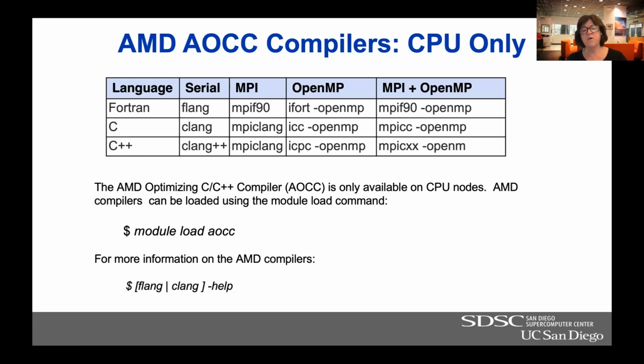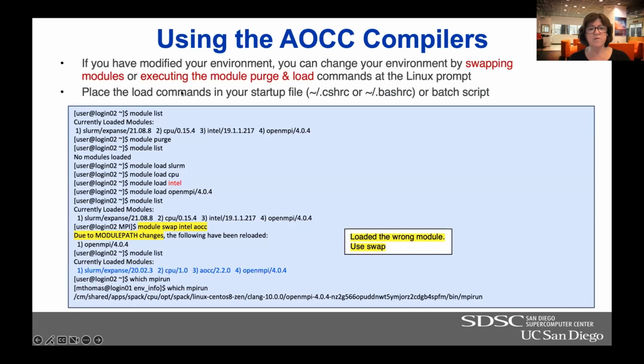And sometimes that's why the pattern we recommend is purge, clean it up, reset, load specifically what you need, especially if you have to change between compilers, because you won't be able to compile or run successfully if you're trying to compile with different links to different libraries compiled by different compilers. So again, here's an example of using the AOCC compiler module list. Here's what I've got. I purge, I list, I don't have any modules. I load Slurm, CPU, Intel, OpenMPI, module list. I've got all these modules and it was like, oops, I want the AOCC.